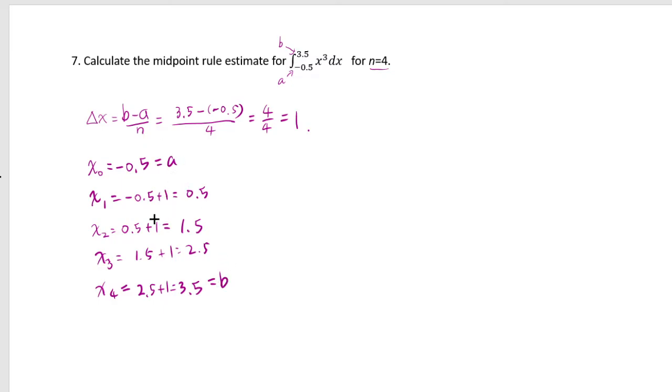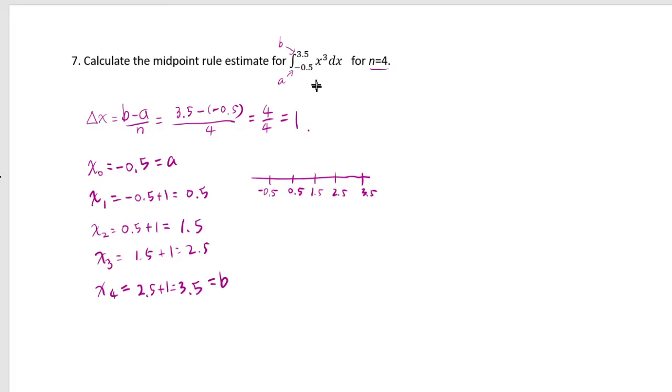This is your a. Okay, so we now found all the endpoints of each interval. The endpoints of the first interval are negative 0.5 and 0.5. You have a total of 4 intervals because we have n equals 4. The left endpoint is negative 0.5, and the right endpoint is 0.5 for the first interval. Next ones are 1.5, 2.5, and 3.5. These are the intervals. And then over here you have some kind of function.